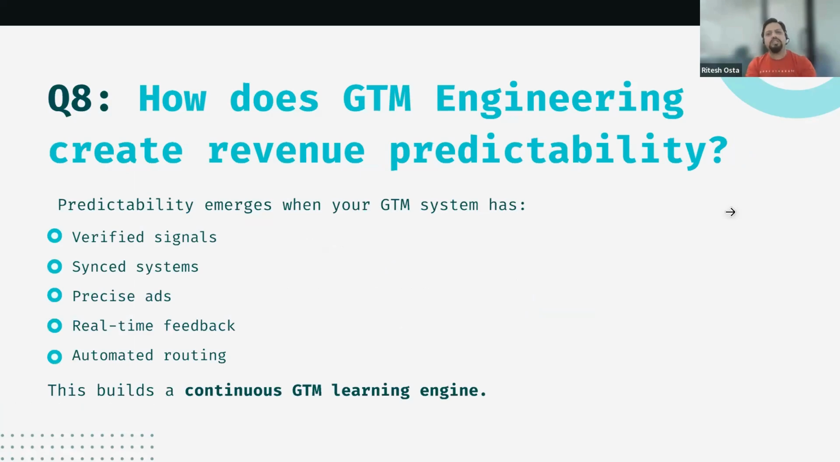How does GTM engineering create revenue predictability? See, if you rely on people, then people can go on a holiday, right? That is a problem. People can leave your company, they can put up a resignation letter and go. People can fall sick. People can become lazy. So that is the challenge when it comes to human-driven business development. Humans are in general not very predictable, but at the same time, systems are very predictable.